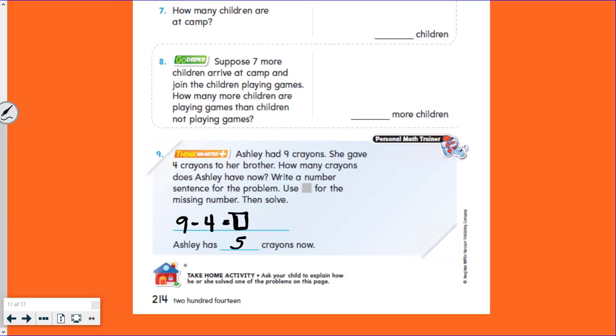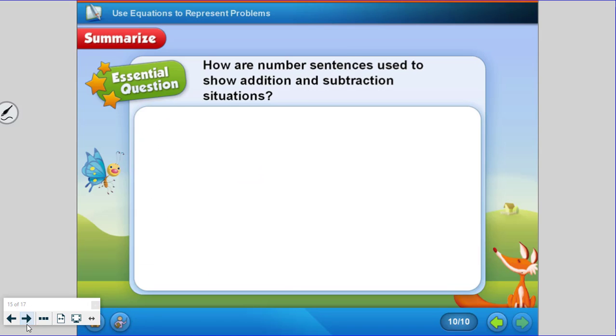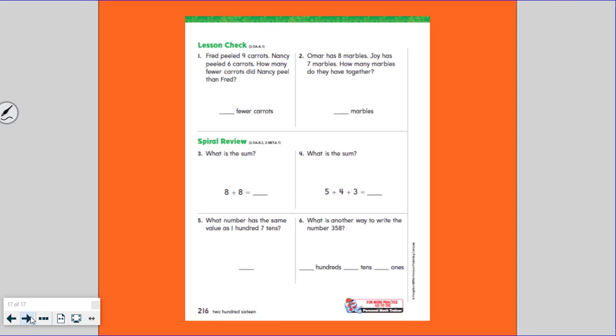All right, on to our homework page. So you're going to do this page. There's 3 number sentences, I guess, and then you have to write your own story problem down here. Use as much space as you need. And then you've got some more number sentences on the back, and then some review problems. All right, good luck.